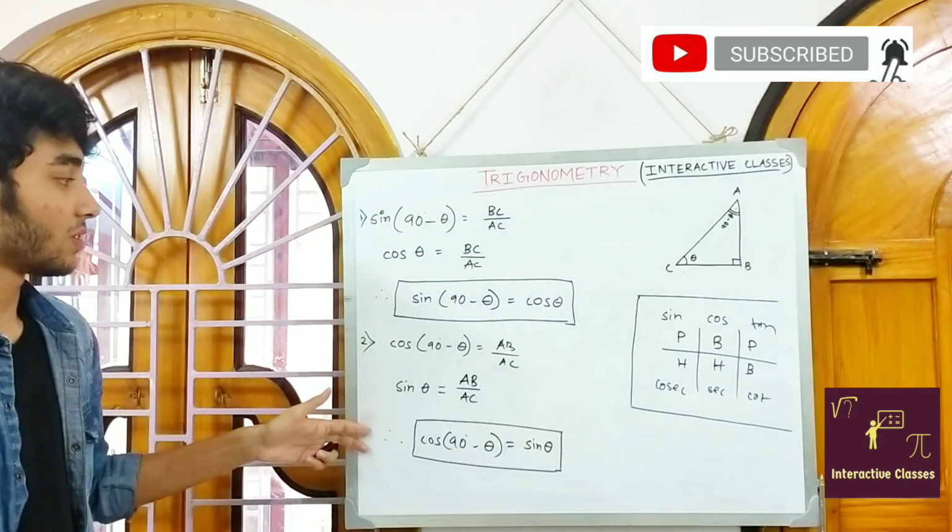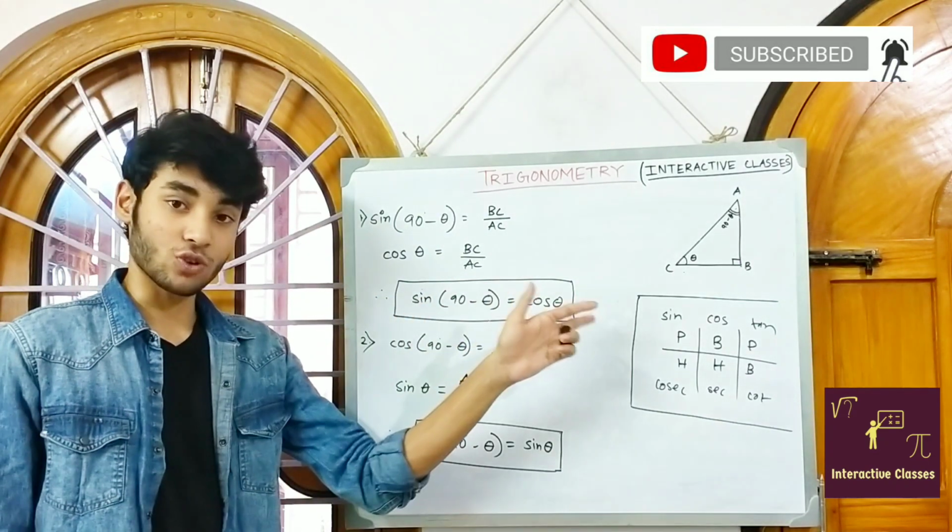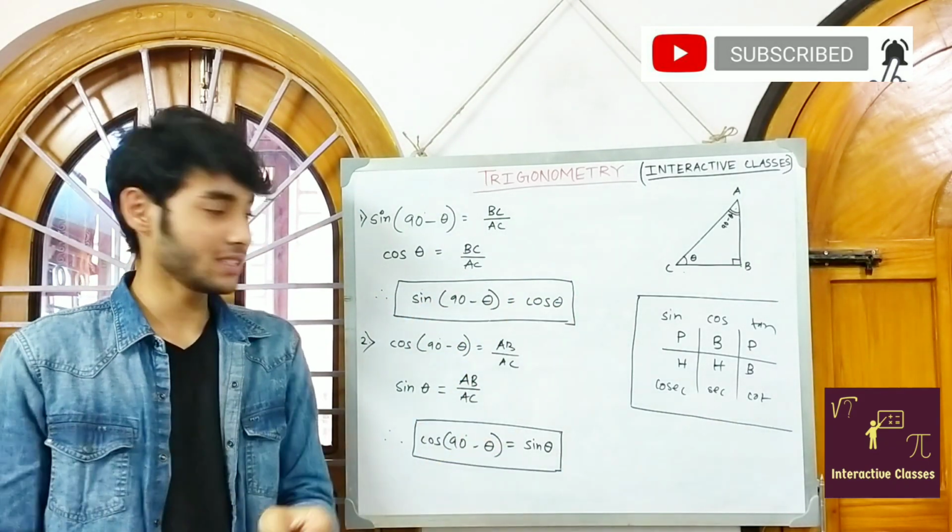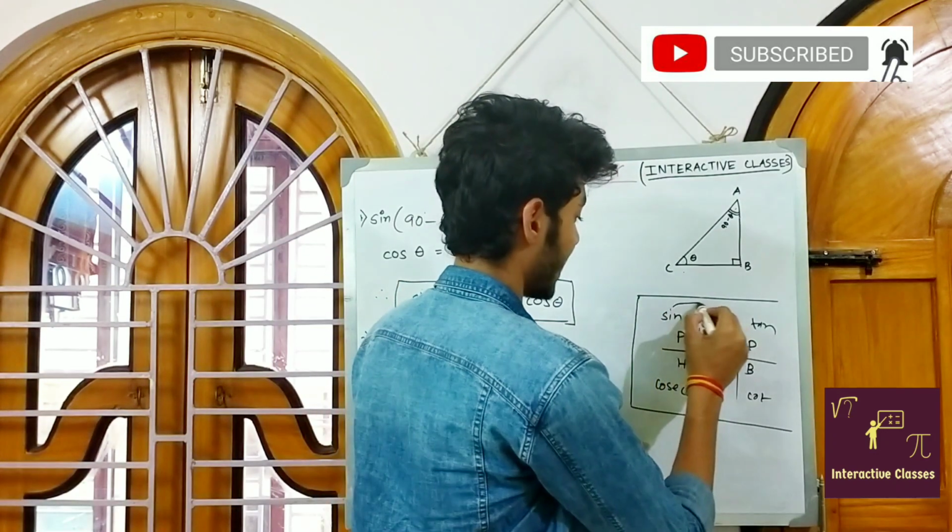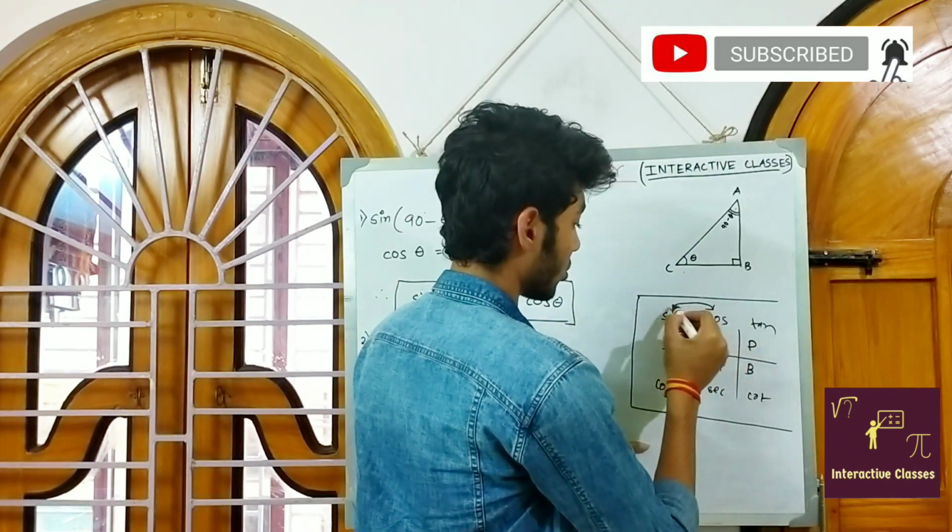So by the above two formulas, we can say that sin 90 minus theta is cos theta and cos 90 minus theta is sin theta. They are just interchanging. So we can say sin becomes cos and cos becomes sin.